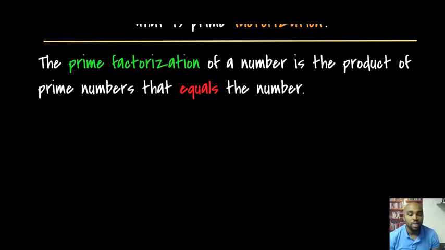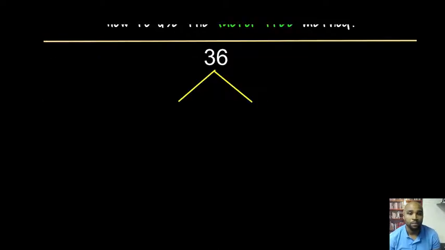The prime factorization of a number is the product of prime numbers that equals the number. What? Well, that's just simply saying, let's take a number and break it into all of its prime numbers so that when you multiply them, you get that original number back again. So let's try this for instance. Let me get out my pen.